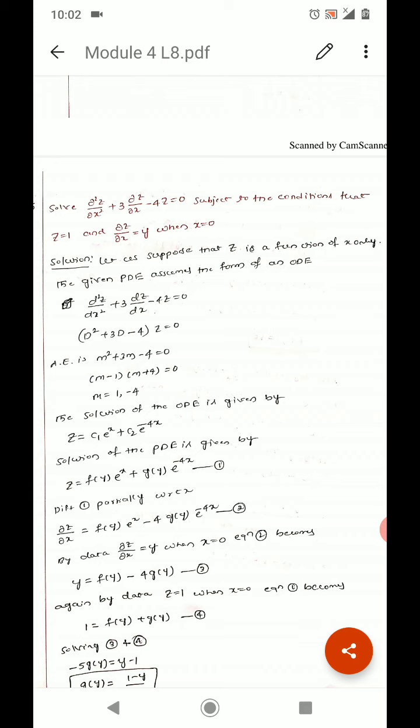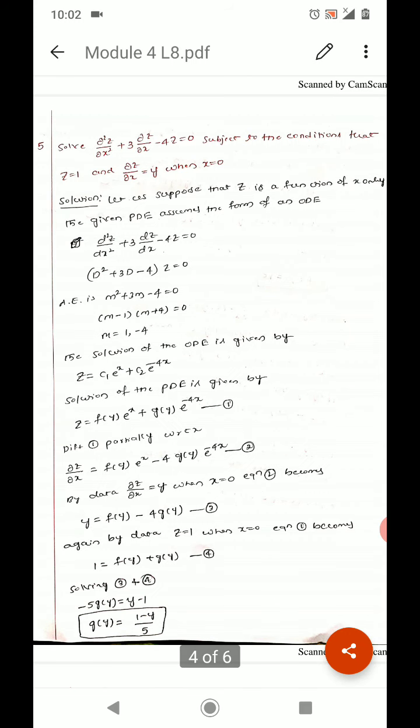So we can write d square z by dx square plus 3 into dz by dx minus 4 into z is equal to 0. So that can be written as d square plus 3d minus 4 of z is equal to 0. So the auxiliary equation is m square plus 3m minus 4 equal to 0. By factorizing this, we obtain m minus 1 into m plus 4 equal to 0. That means m is equal to 1 comma minus 4. So these are real and distinct roots. Therefore the solution is z is equal to c1 e power x plus c2 e power minus 4x.